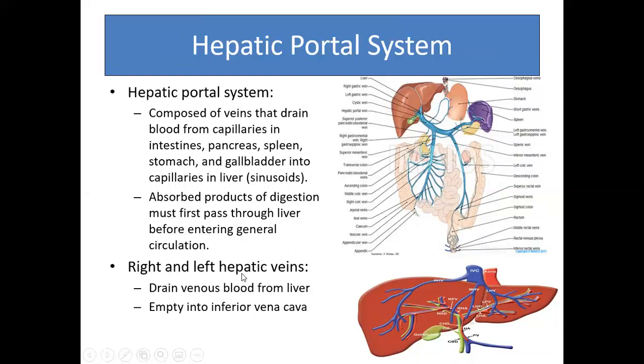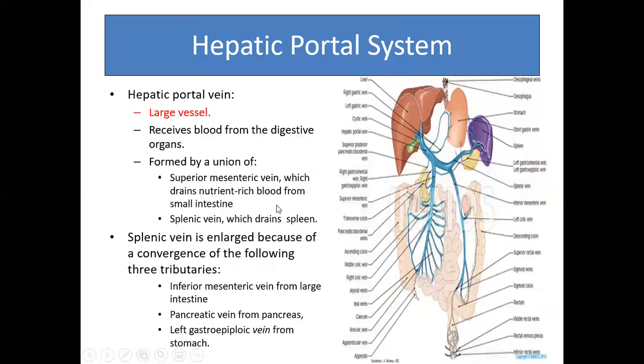So the right hepatic vein and the left hepatic vein drain venous blood from the liver, and these right and left hepatic veins will later empty into the inferior vena cava. That is the hepatic portal system that you need to know.